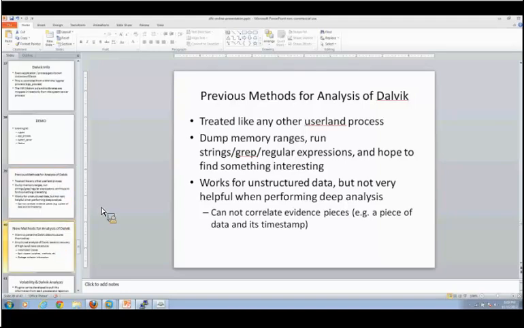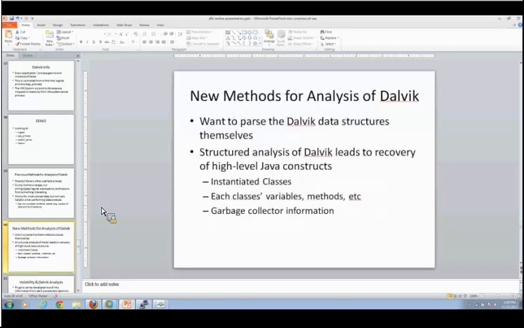Which leads us to new methods for Dalvik analysis, which is stuff we're working on now. This parses Dalvik itself. So you have that libdvm in memory, and the same way we look at data structures to get a process list or the memory maps, you look at those data structures to see what's going on with that Dalvik instance. What you can get out of that is all the instantiated classes. For every class you get the variables and the methods.